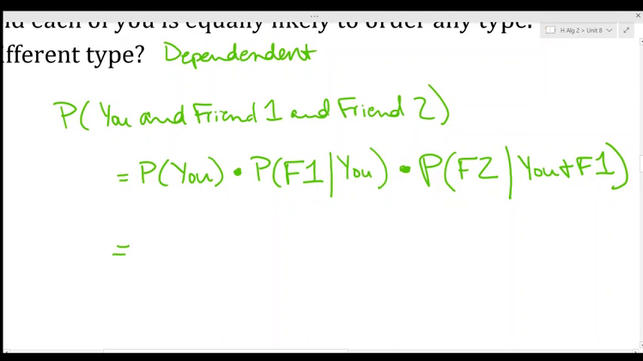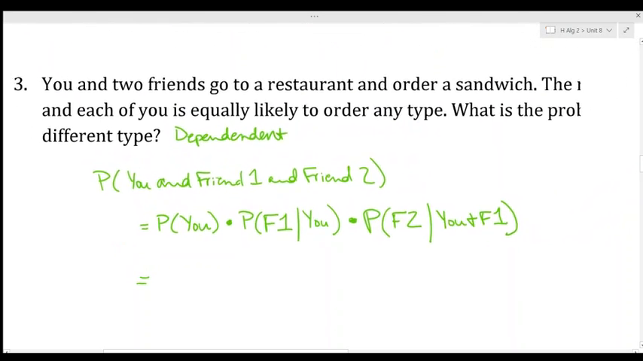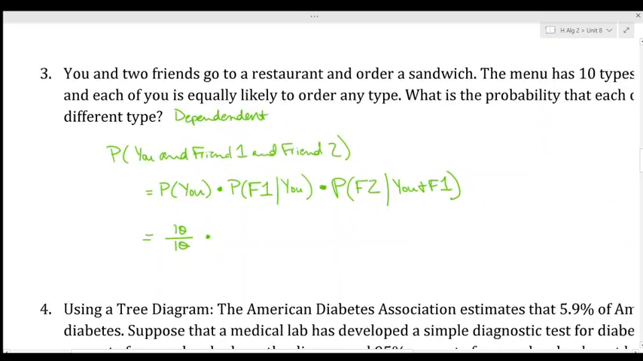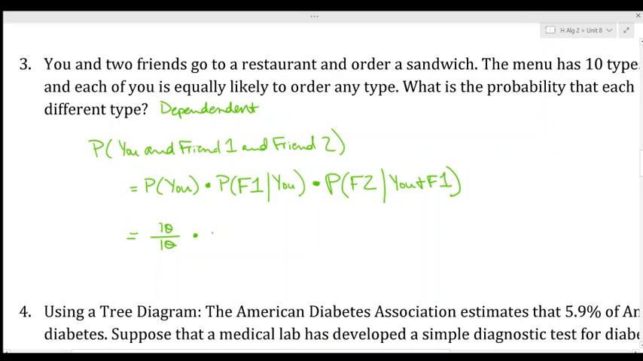So there are 10 sandwiches for us to choose from. Since we're going to let you choose first, you have 10 out of 10 sandwiches to choose from. Times, now, the number of sandwiches on the menu doesn't change for friend 1, so it's still going to be out of 10. But if you chose one of those sandwiches, he's only going to choose out of 9.